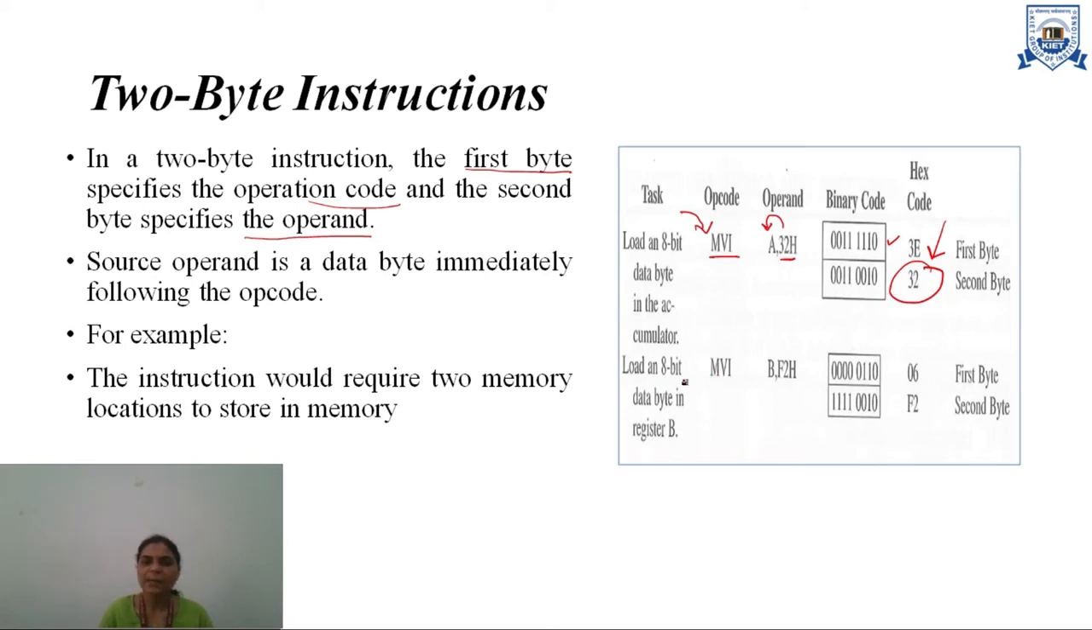So the next example is load an 8-bit data byte in register B. So MVI B, F2. So here the immediate value F2 in hexadecimal is being moved to register B. So the first byte is representing the opcode and the second byte is representing the operand.